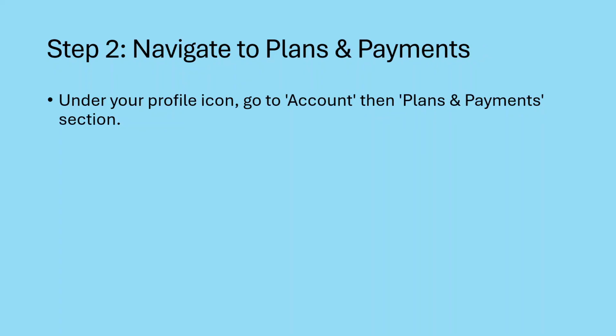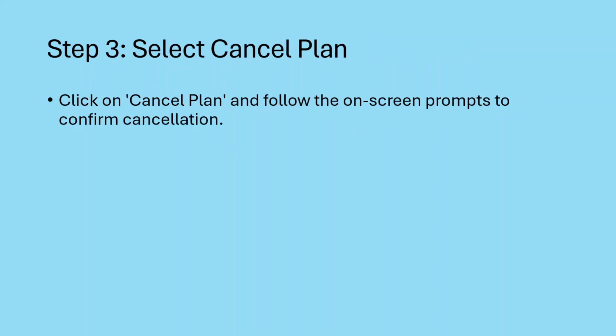Step 2. Navigate to Plans and Payments. Under your profile icon, go to Account, then Plans and Payments section. Step 3. Select Cancel Plan. Click on Cancel Plan and follow the on-screen prompts to confirm cancellation.